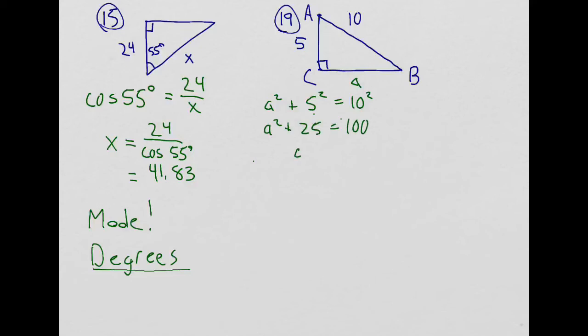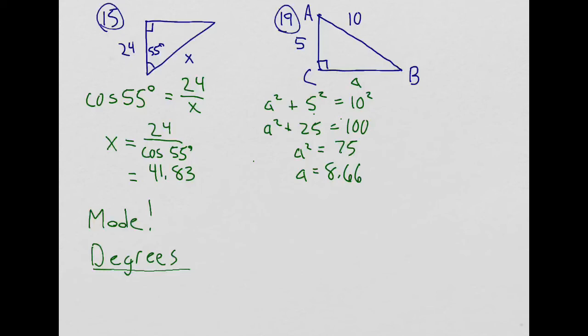Okay, subtract the 25, square root it. So you get 8.66. Okay. Now to get the angles, you got to remember how to do the inverse of trig functions on your calculator.